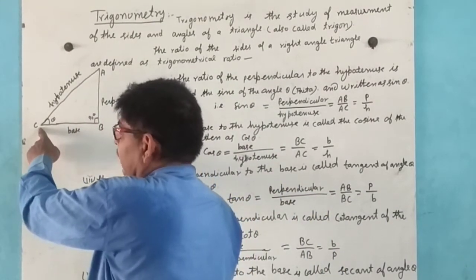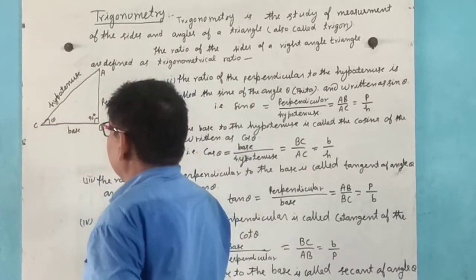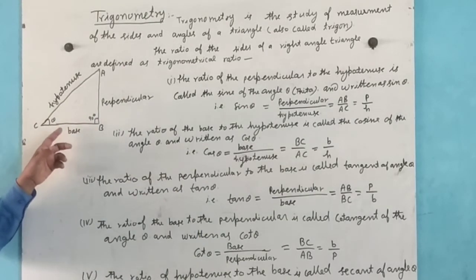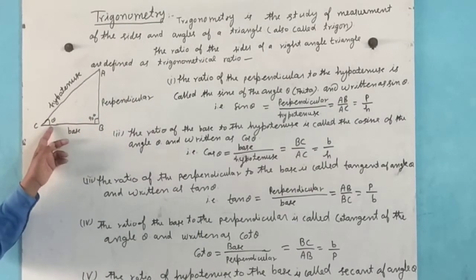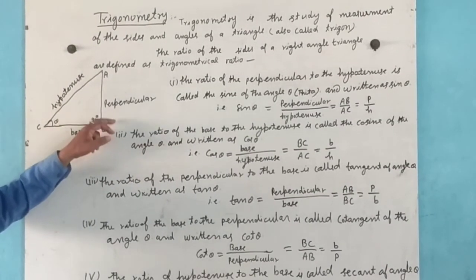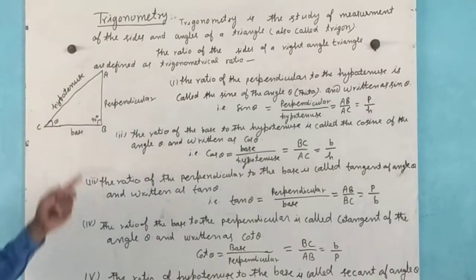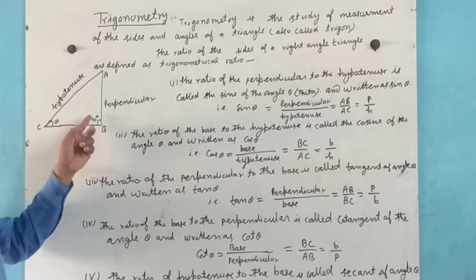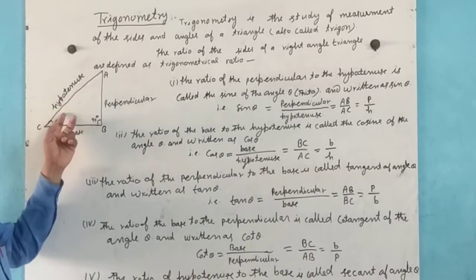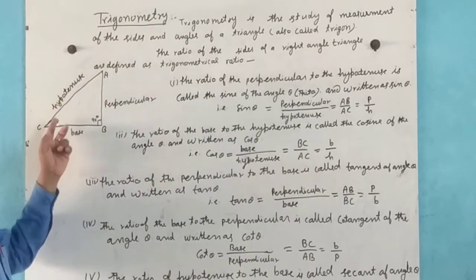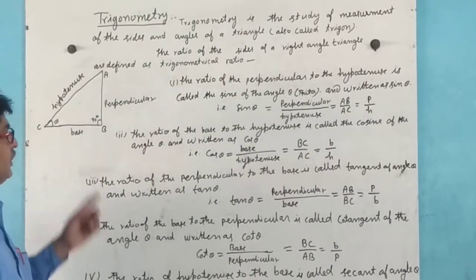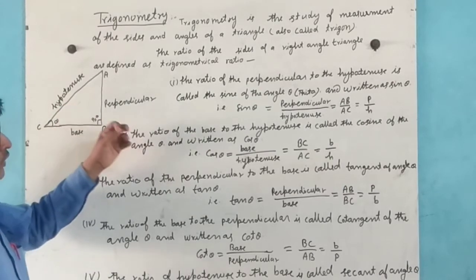Here, ABC is the right angle triangle because one angle has 90 degrees, and take this angle theta. This is known as base, and this is perpendicular, and the side in front of 90 degrees is known as hypotenuse, so that AC is the hypotenuse of this triangle. This is a right angle triangle.